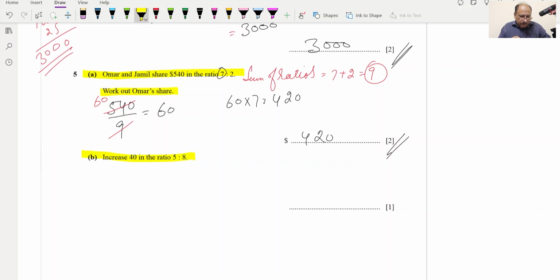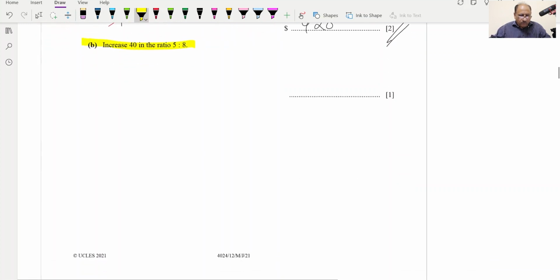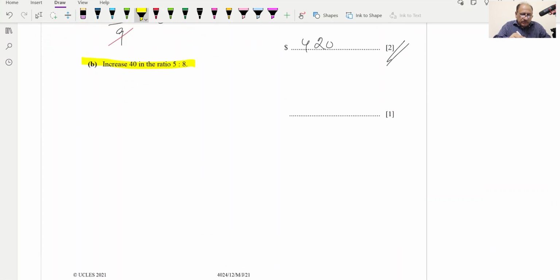In B part, increase 40 in the ratio of 5 ratio 8. So 5 ratio 8, 40 will be increased, so we'll multiply by 8 by 5, so it will be equal to, we can cancel this, 5 ones are 5, 5 8s are 40, and 8 8s are will be 64, so our answer will be 64. This is 1 mark part.